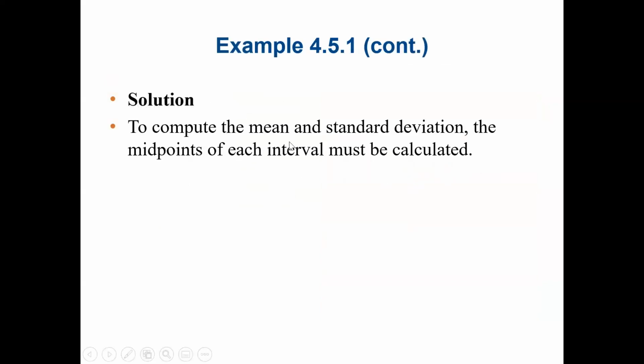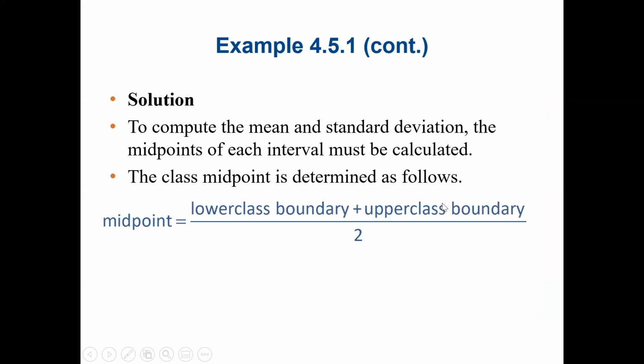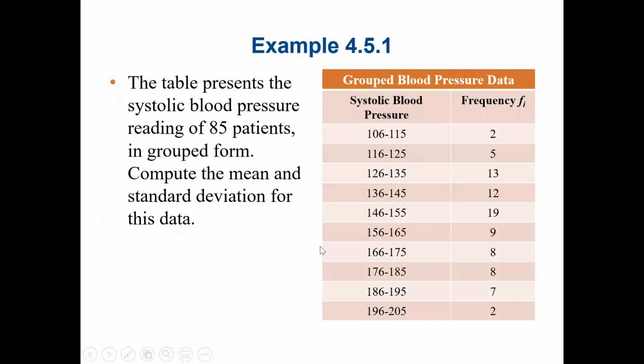To compute the mean and standard deviation, the first thing we need to do is calculate the midpoint of each interval. The class midpoint is determined as follows: the lower class boundary plus the upper class boundary divided by 2. So as we said, for the first class, from the table, we are going to get 106 plus 115 divided by 2.